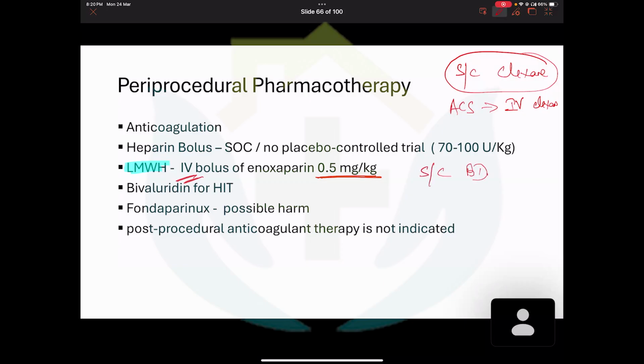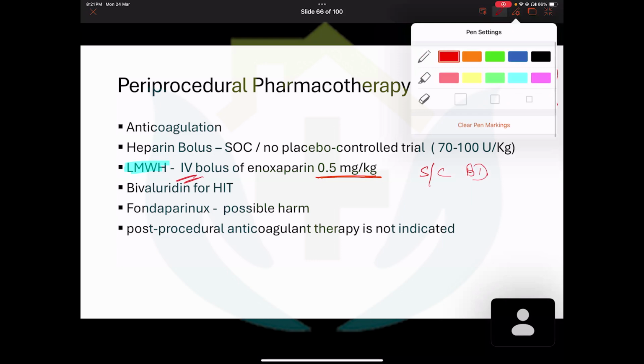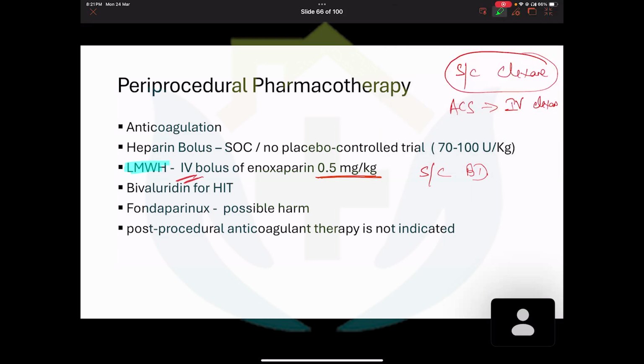And if there is a chance of heparin-induced thrombocytopenia, suppose they have mentioned in the question the platelet is low or something like that, then the drug of choice is bivalirudin. Do not use fondaparinux in ACS. There is no role of fondaparinux in ACS. No role. It will never be an answer if the question is on ACS. It is either a low molecular weight heparin IV bolus. If there is HIT, it is bivalirudin. If there is a kidney problem, it will be unfractionated heparin.